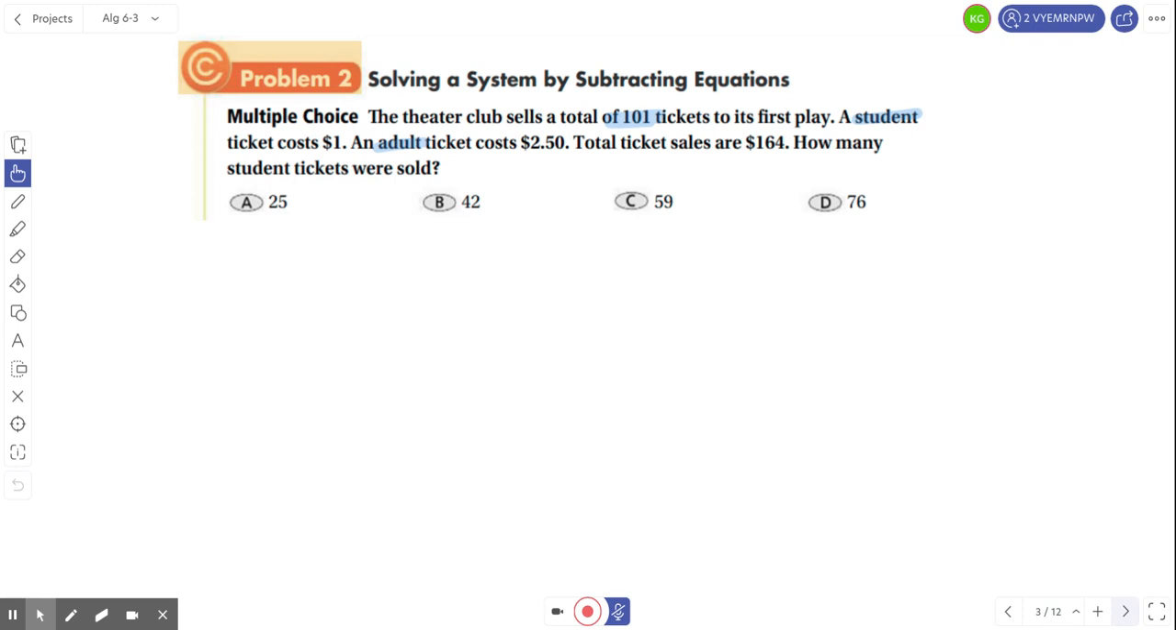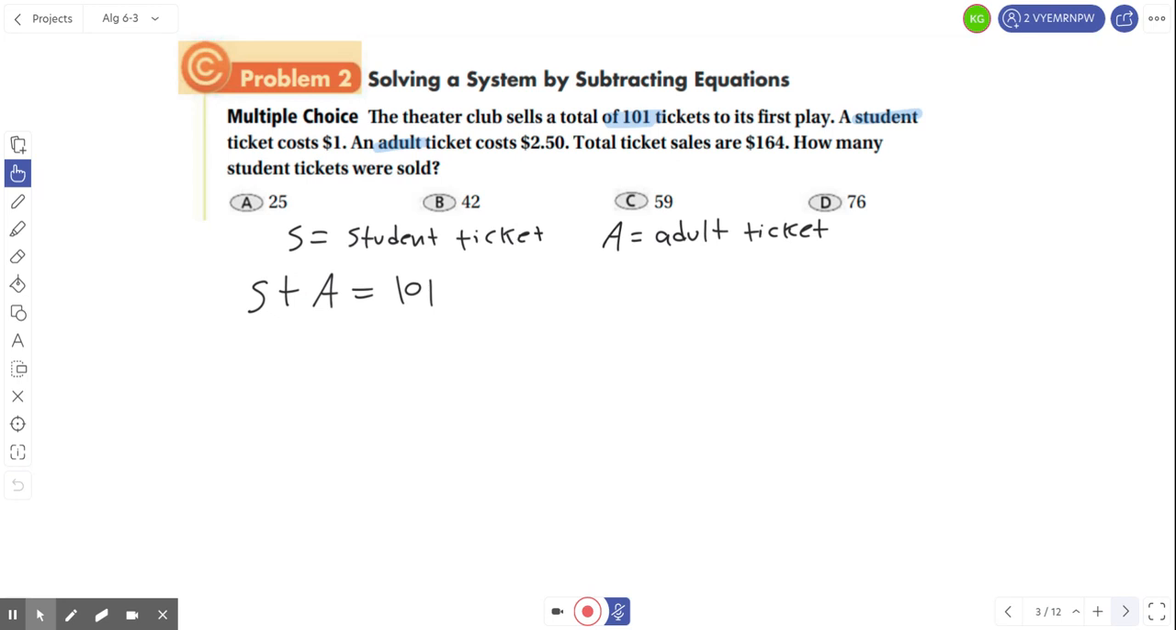I'm going to say S equals student ticket and A equals adult ticket. Okay, and there's 101 tickets, which means that S plus A equals 101. That's one of my equations.